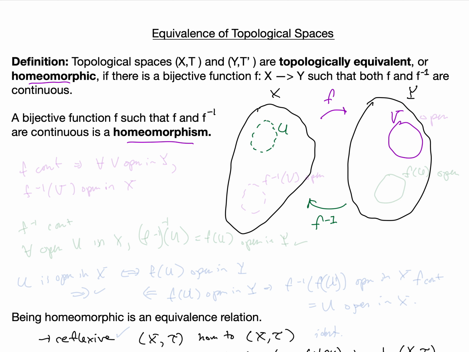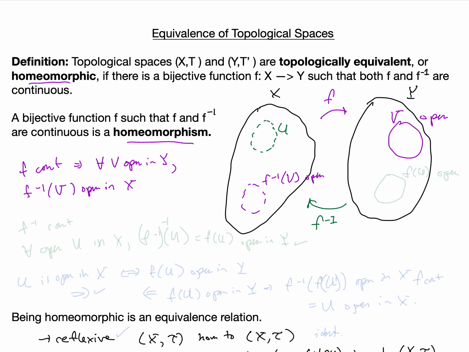So bijective means one-to-one and onto. It also implies that X and Y have the same cardinality. Let's think about f and f inverse being continuous. So remember that continuity is related to open sets. So f continuous means for any open set V in Y, f inverse of V is open in X.